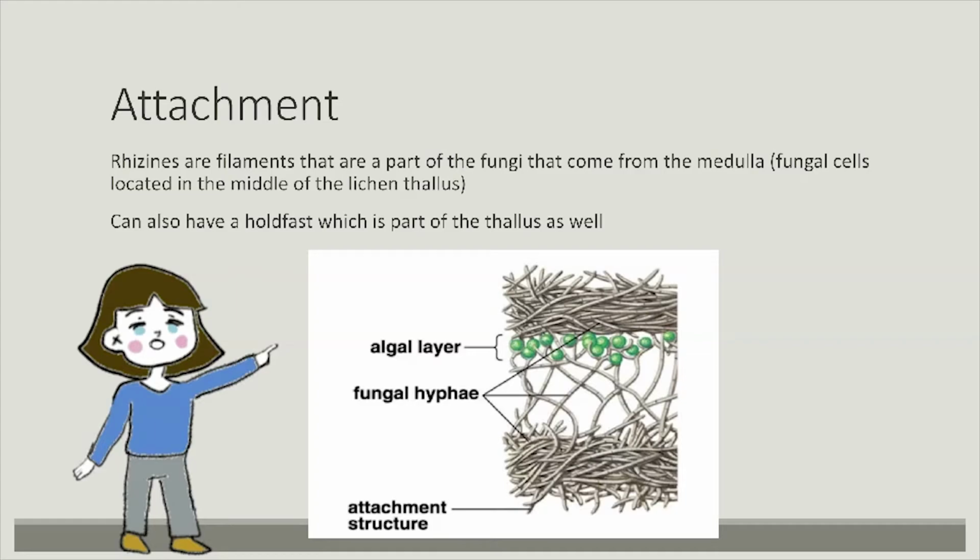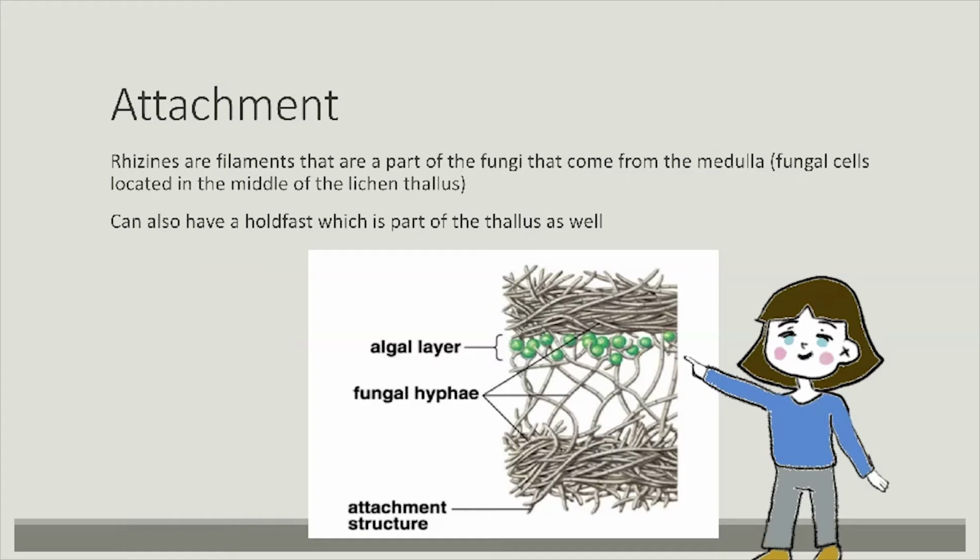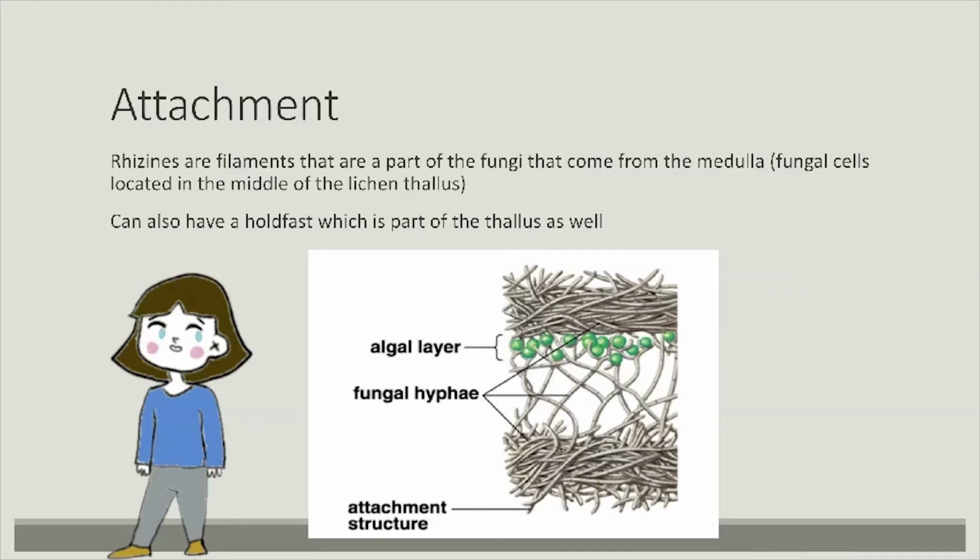There are a couple of attachment mechanisms that lichen use. Rhizines are filaments that are part of the fungi that come from the medulla, which are fungal cells located in the middle of the lichen's thallus. Rhizines' only role is to hold lichen onto the substrate. Lichens can also have a holdfast, which is a part of the thallus as well.